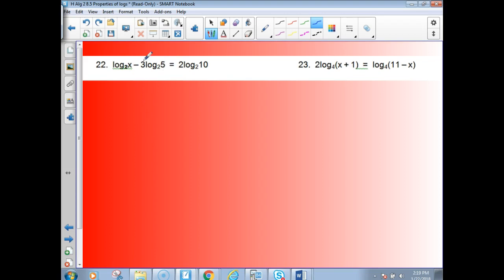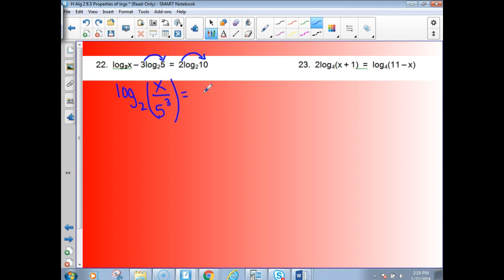All right, so let's get this one back into use our properties of logarithms, quotient property, product property, and power property to rewrite these. So this is a subtraction. I also need to put that exponent back on the 5. So I'm going to have the log in base 2 of 5 to the x divided by 5 to the 3rd.